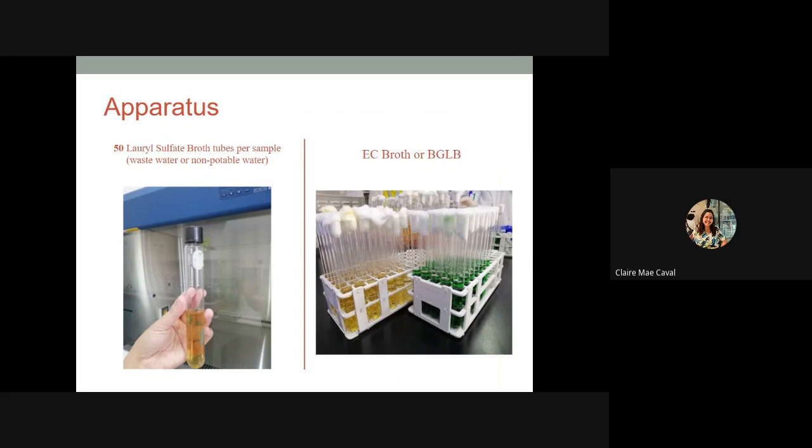So imagine that, class, okay? And then we need EC broth, or the E. coli broth, and BGLB for your total coliform and fecal coliform confirmatory testing. So this is your BGLB, the brilliant green lactose broth, and the EC broth.